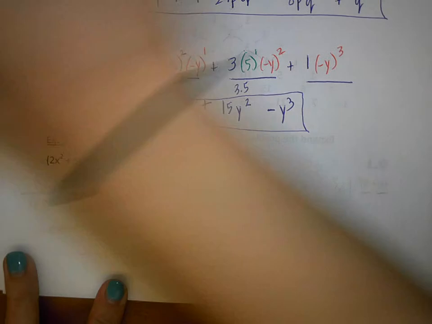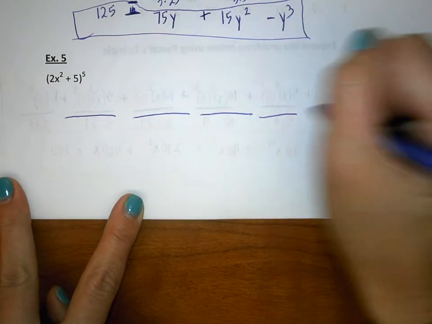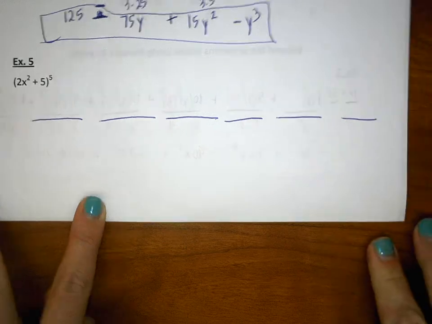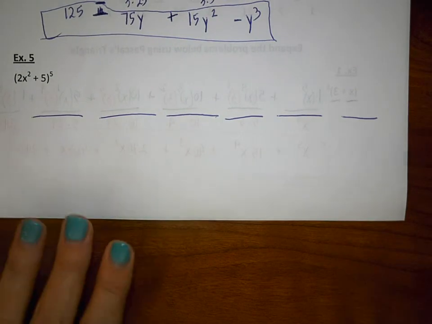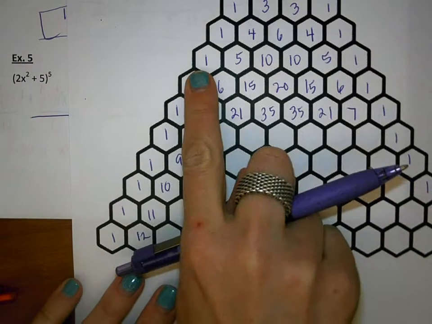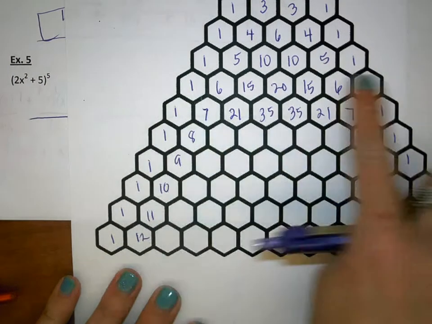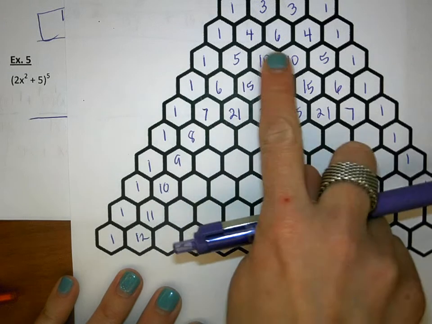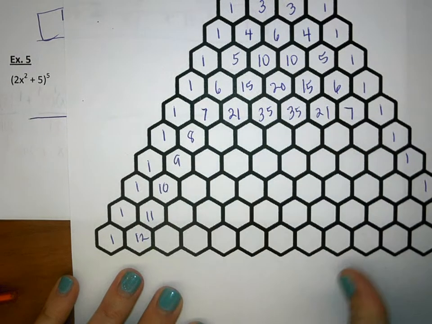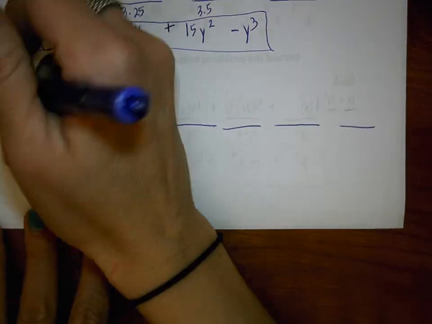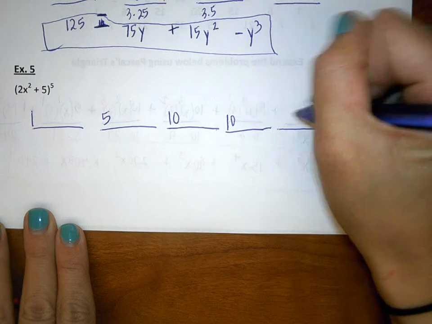Very good, 6. Wait, hold on. 1, 2, 3, 4, 5, 6. So those of you that were a little bit confused, if we go to our 5th row here, the numbers that I'm going to write for the 5th exponent are 1, 5, 10, 10, 5, 1. Because those are the numbers that are after the 5 here. 1, 5, 10, 10, 5, 1.